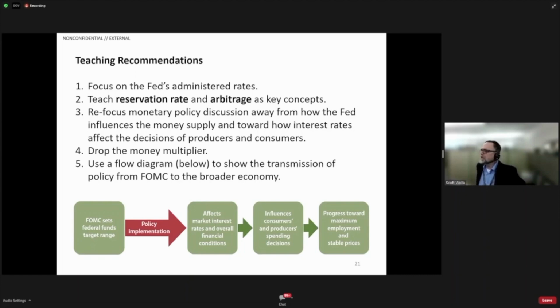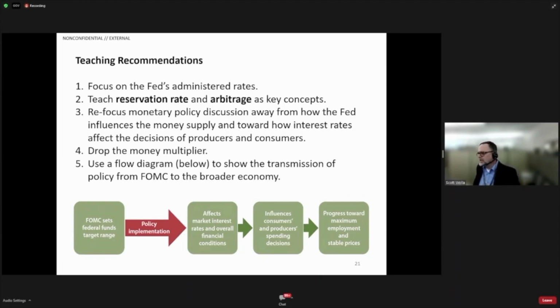Refocus monetary policy discussion away from how the Fed influences the money supply and toward how interest rates affect the decisions of producers and consumers. This one can be a little tough for some professors and teachers who have been teaching for a long time, because a lot of the models in your textbooks are built on a money supply framework.